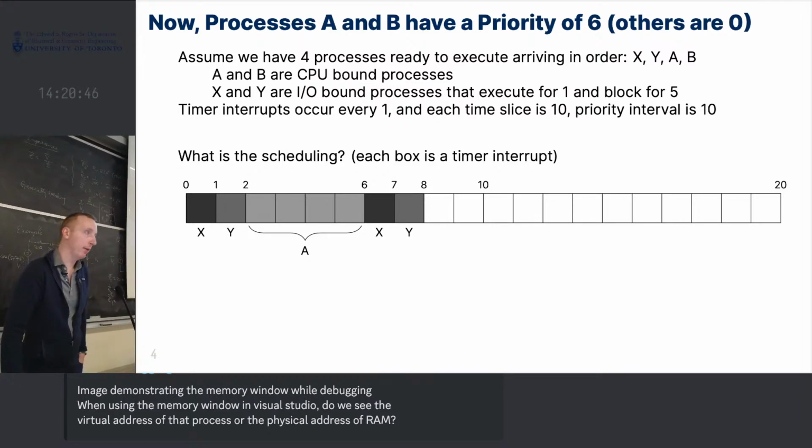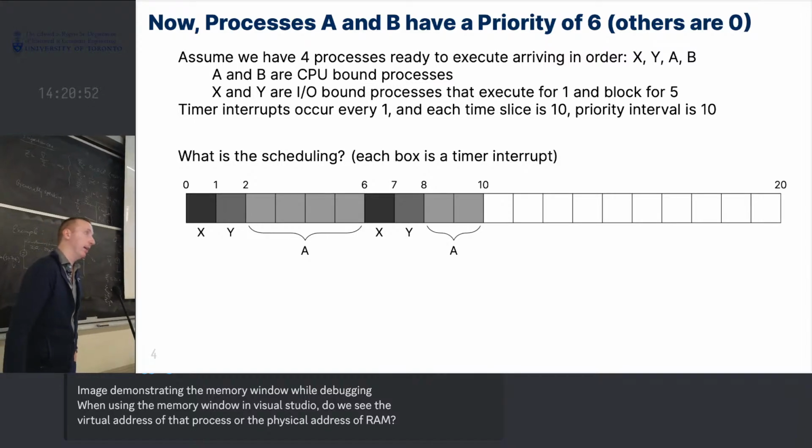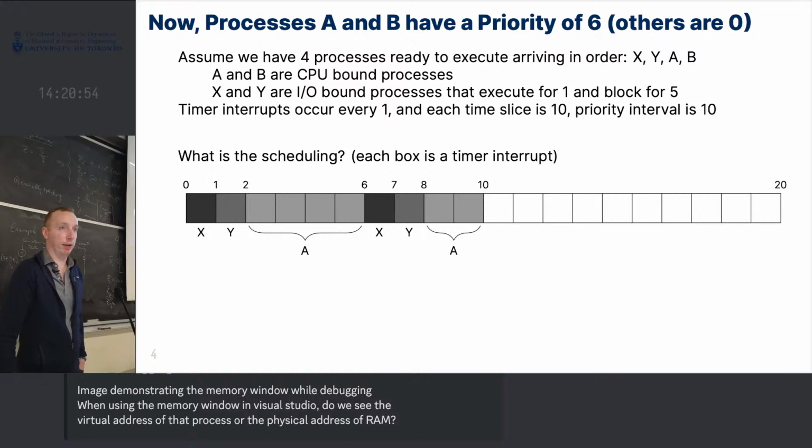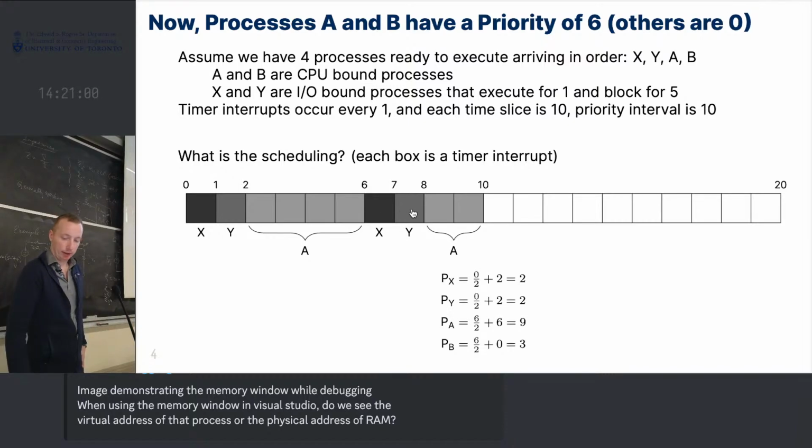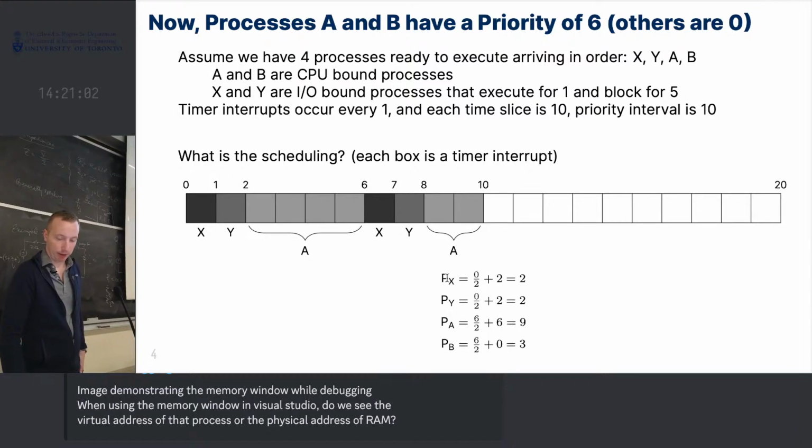Then at time 7, Y is ready. It would execute for 1 time unit, and then it would get blocked. And then here, A would execute until we recalculate all the priorities. And then here, we would recalculate the priorities as so.